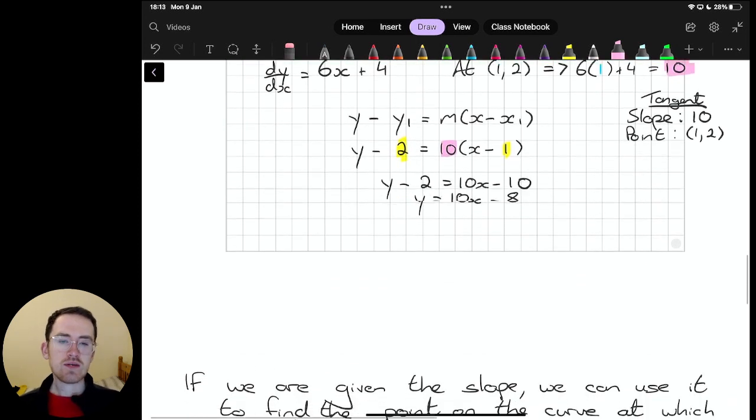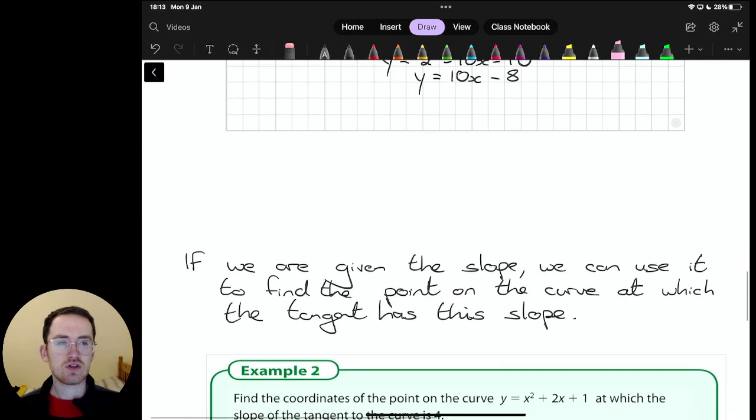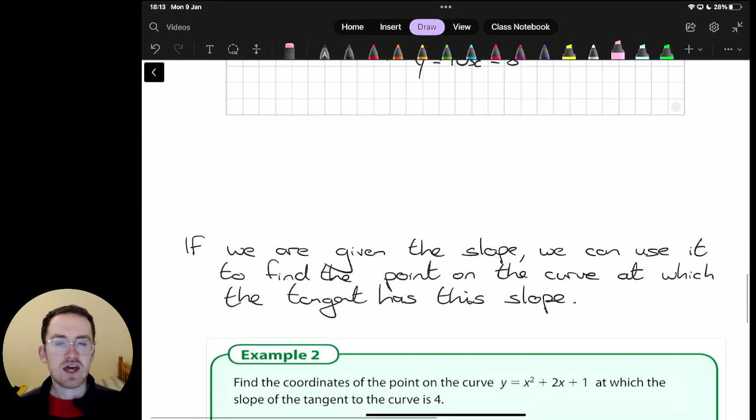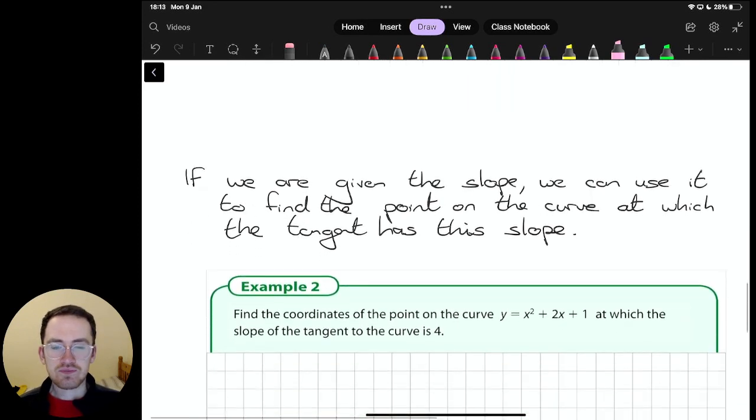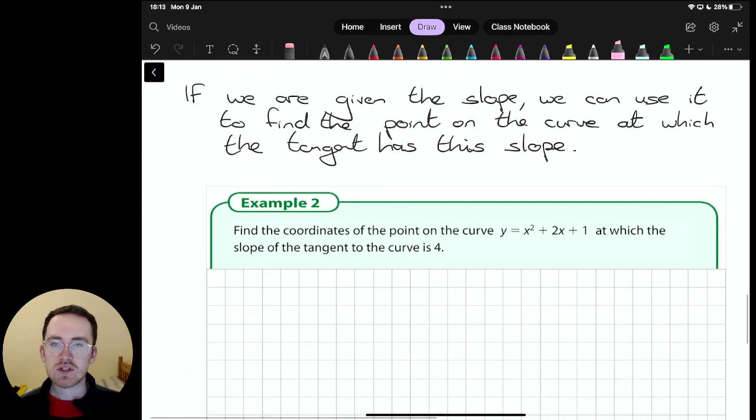Now there's one other type of question we could be asked, or one other type of calculation that we might like to do, and it's where we work backwards if we're given the slope.